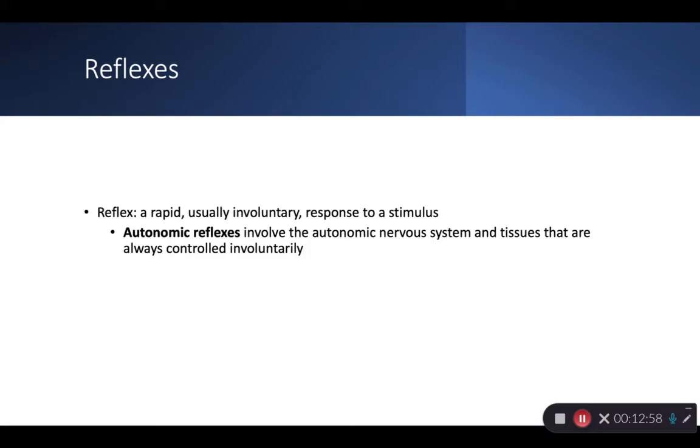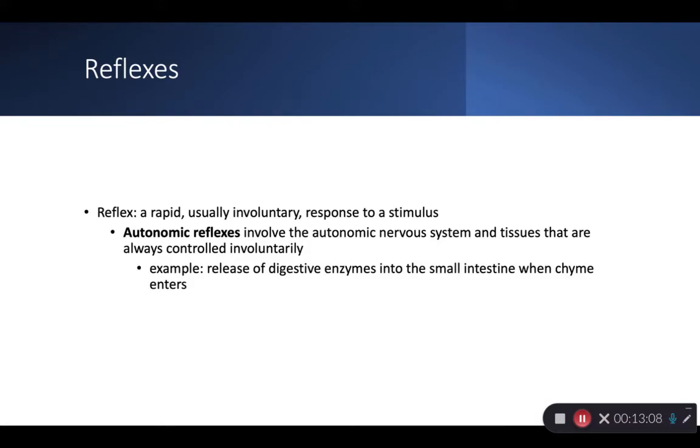Reflexes can be divided up into two major categories. There are what's called autonomic reflexes, which involve the autonomic nervous system, and they involve tissues that are always controlled involuntarily. An example of this would be you eat food, and in response to the food entering your small intestine, digestive enzymes are released from the pancreas. Okay, so that's tissue that you're not ever able to control voluntarily. It's always automatic, so it's always going to occur via a reflex.